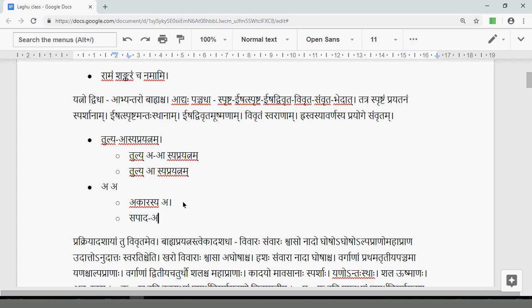Sapada ashtadhyayi is the sapta adhyayi, the 7 with sapada. So sapada sapta adhyayi is what? 7 padas, 7 chapters along with 1 pada of the 8th chapter. So you have sapada ashtadhyayi.